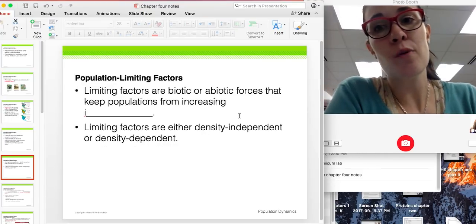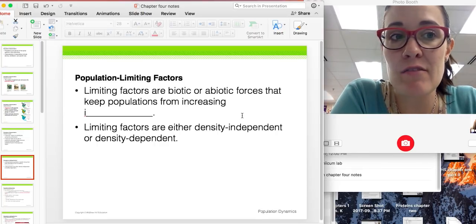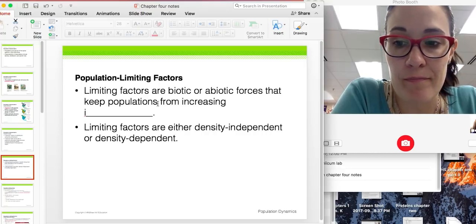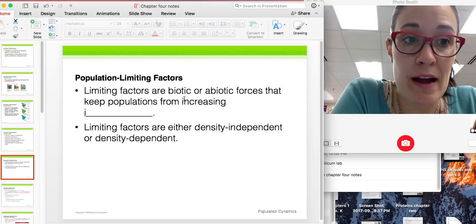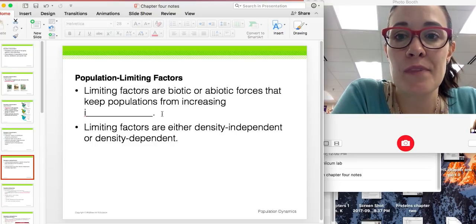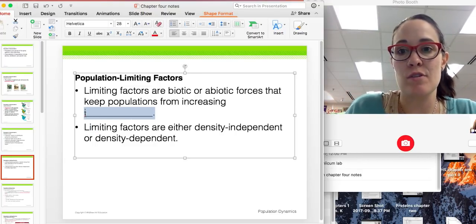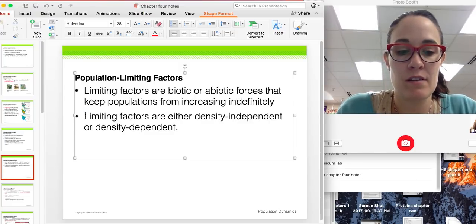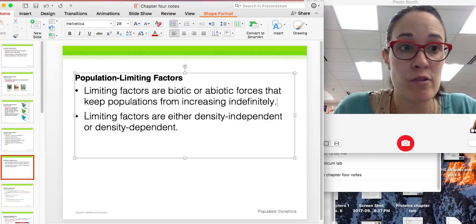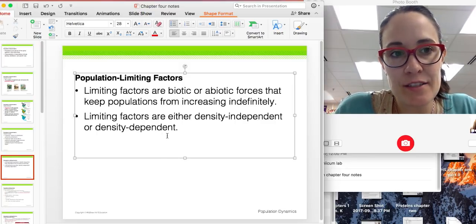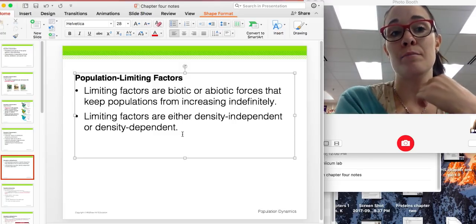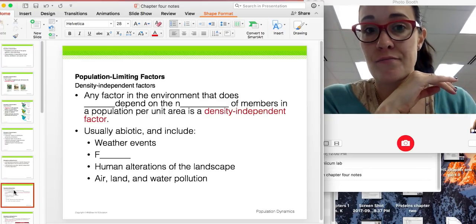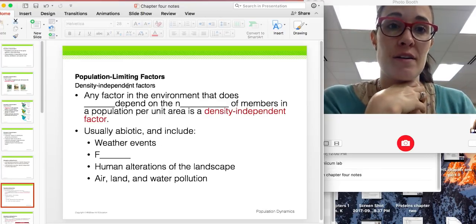Okay, so now we're going to talk about limiting factors that prevent a population from growing forever and ever. These factors can be biotic, living, or abiotic, non-living, that keep populations from growing indefinitely. Something stops it from growing and growing forever. These factors can be categorized into two areas, either density independent or density dependent. First, we're going to talk about the density independent factors.